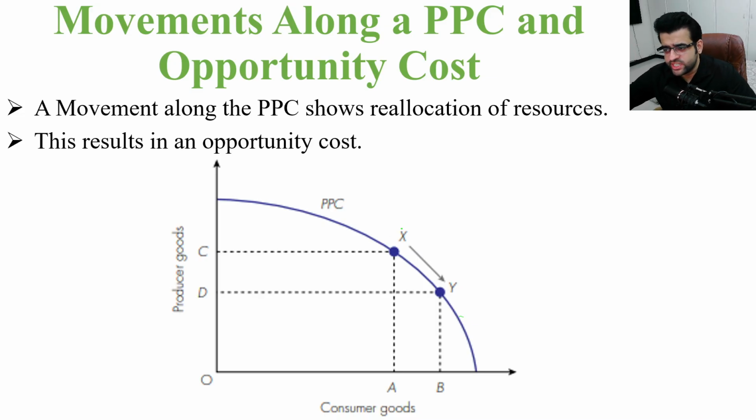But now let's stick to movement along a PPC curve. So here we are giving up producer goods to make more consumer goods. That is, we are giving up our future capability to increase our standard of living in the current scenario. So going from X to Y, we are making fewer producer goods and more consumer goods. So this is a movement along the curve and it shows opportunity cost. That is, to produce more of one good, we need to give up some of the other good.